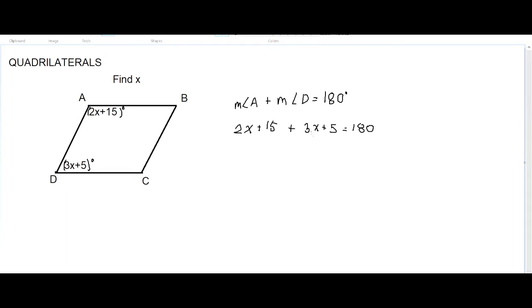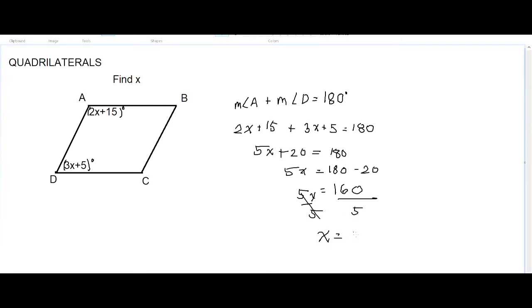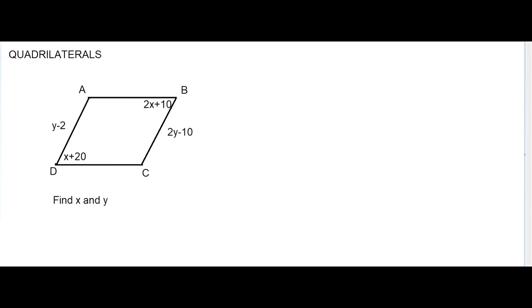Solve. Combine like terms. We have 2x plus 3x, 5x. 15 plus 5 is 20. Equal to 180. Transpose. Meron kang 5x is equal to 180 minus 20. You have 180 minus 20, 160. 5x. Dividing both sides by 5, you have now x is equal to 32. Next, we have another parallelogram.